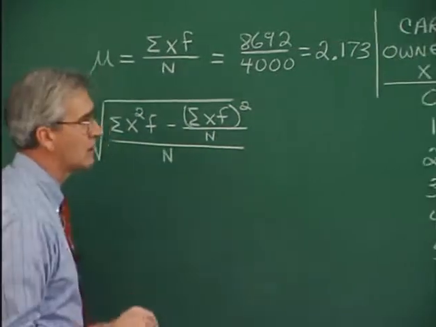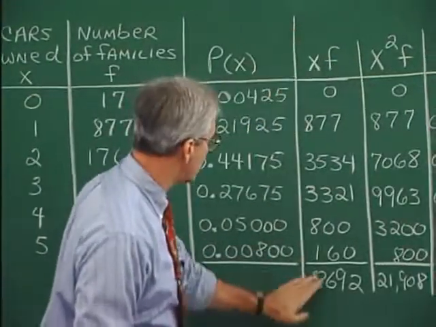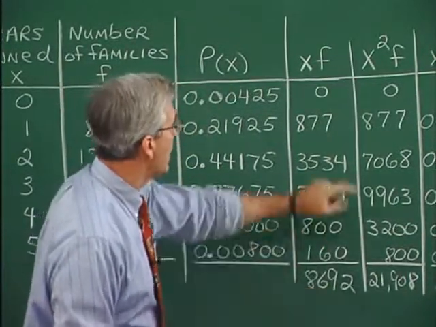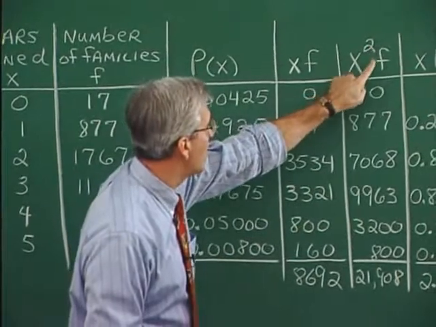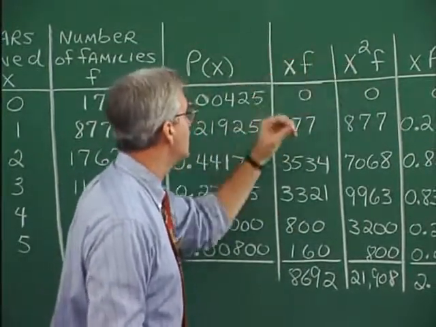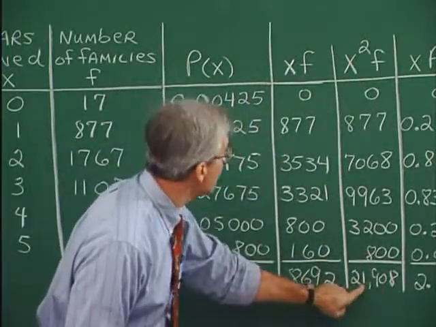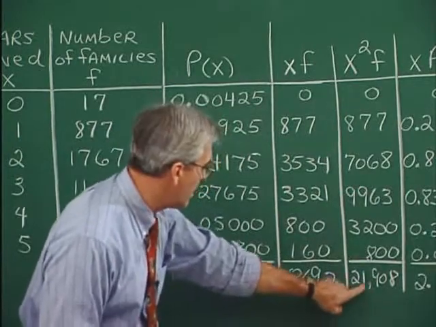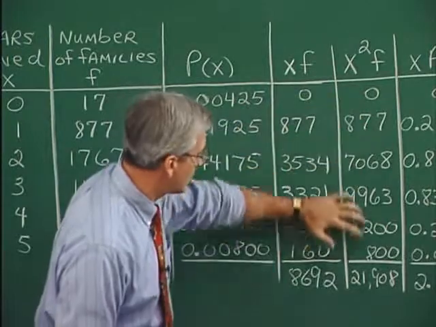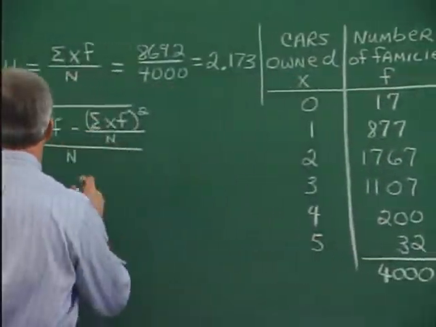Let's go over and talk about those. Here's the xf column. We used this a moment ago to find mu, the mean. Now here's x squared f. X squared f is found by squaring each of the x's and multiplying times the frequency. Okay, and we get all of this. Here's the sum of the x squared f column, 21,908. I made these columns because they're consistent with what we've done before. Let's come back over here and use that information in the formula.